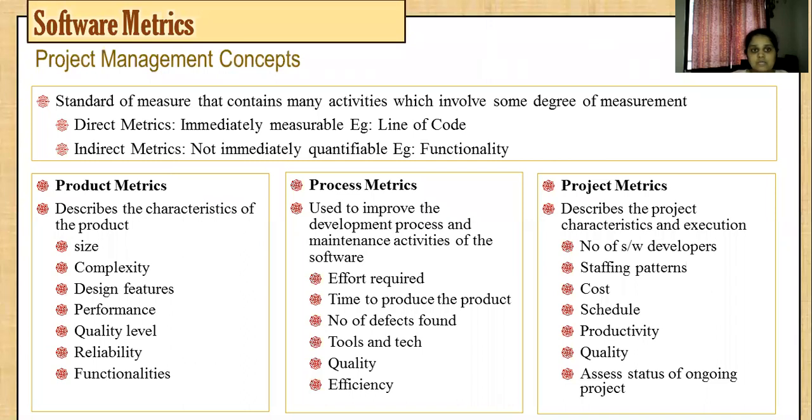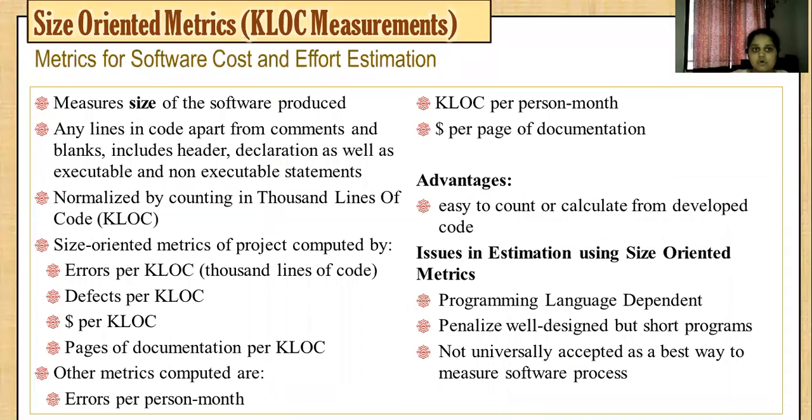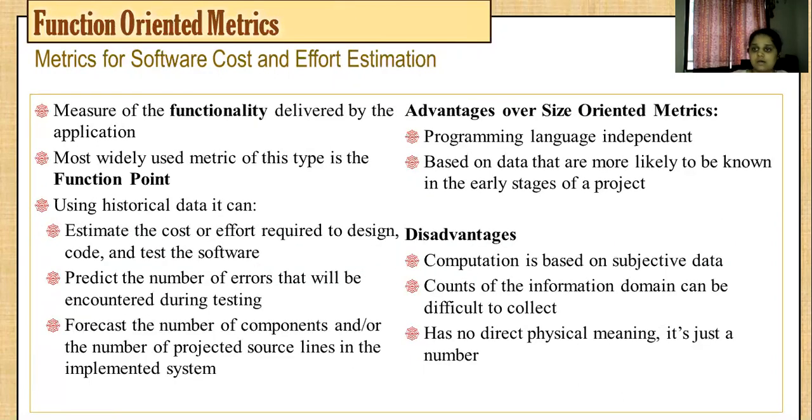The first is software metrics that we saw in the previous lecture, where we saw it's a degree of measurement. We saw that we are able to measure product, process, and project using metrics. We next saw size-oriented metrics, where we are counting each and every line written in the editor, which is a part of a code, apart from comments and blanks, measured in lines of code, and they are generally counted in form of 1,000 lines of codes. We saw that it is very easy to do this, but it is language specific and it penalizes well-designed programs and it is not universally accepted.